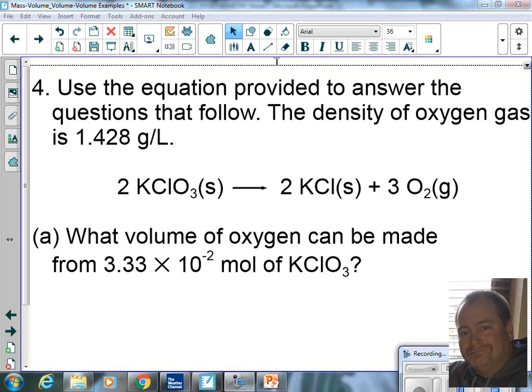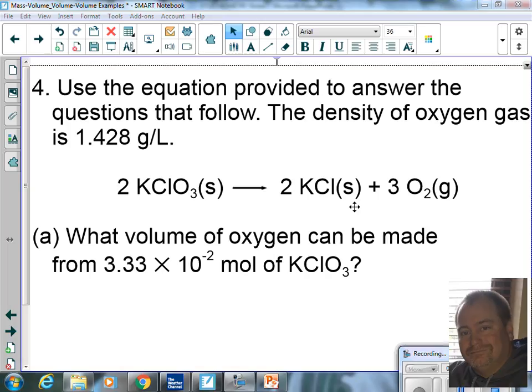Now, think about this. Am I dealing with gases? Oxygen's a gas. The other two are not, correct? So I cannot use the molar volume because I'm not dealing with gases. We're not at STP. Okay? So what I need to do, it says what volume?